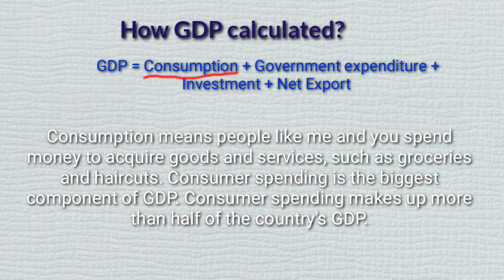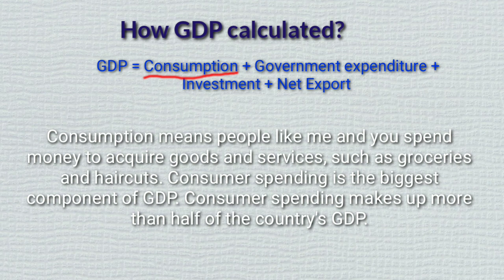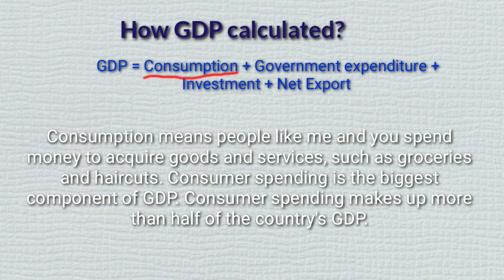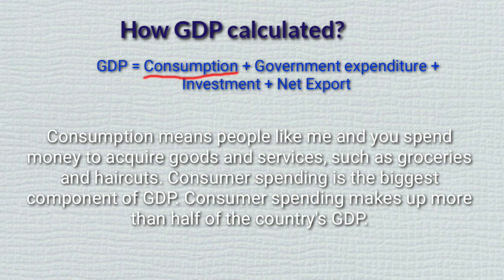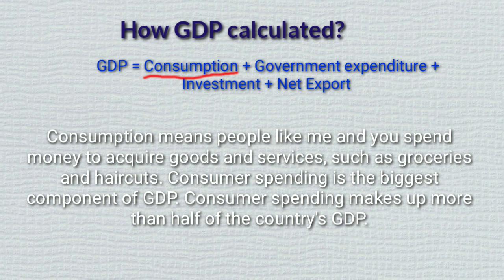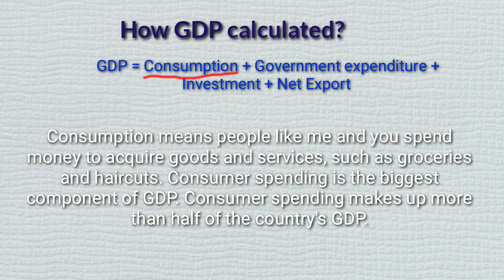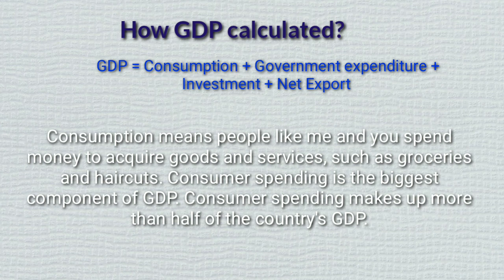Consumption means people like me and you spend money to acquire goods and services, such as groceries and haircuts. Consumer spending is the biggest component of GDP. Consumer spending makes up more than half of the country's GDP.